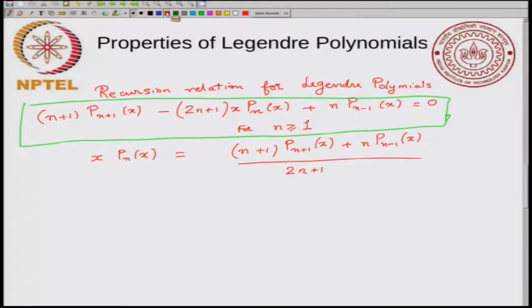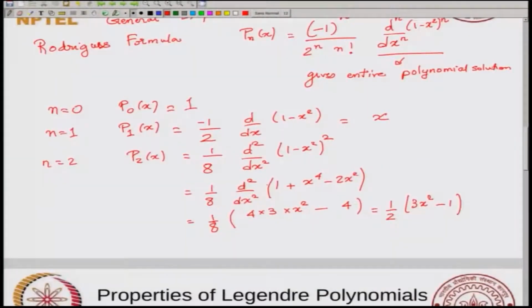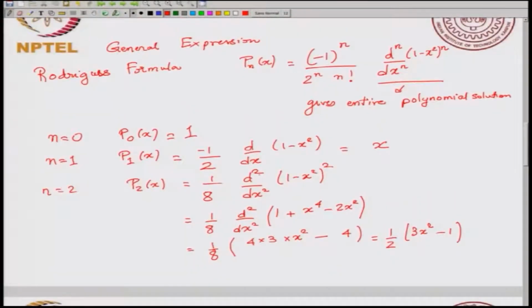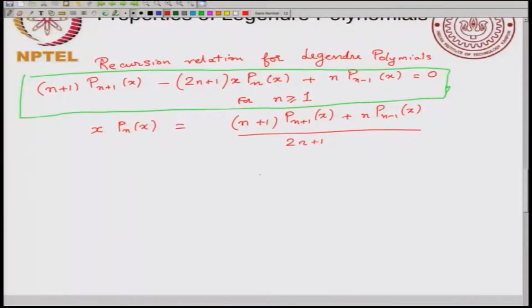It's also good to, I do not expect you to remember the Rodrigues formula, okay, but at least you should know what the first few Legendre polynomials are. Now what are some of the other interesting things, and these I do not expect you to remember. So there is a relation, okay.